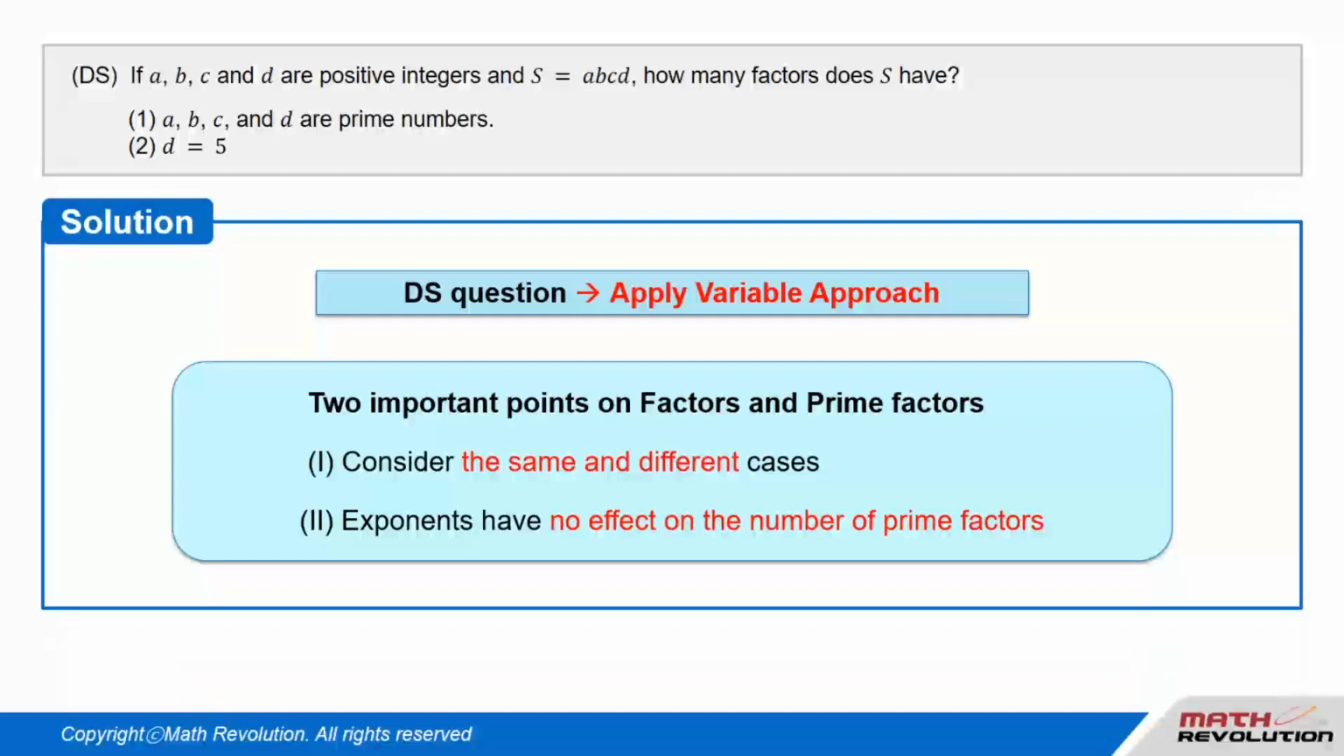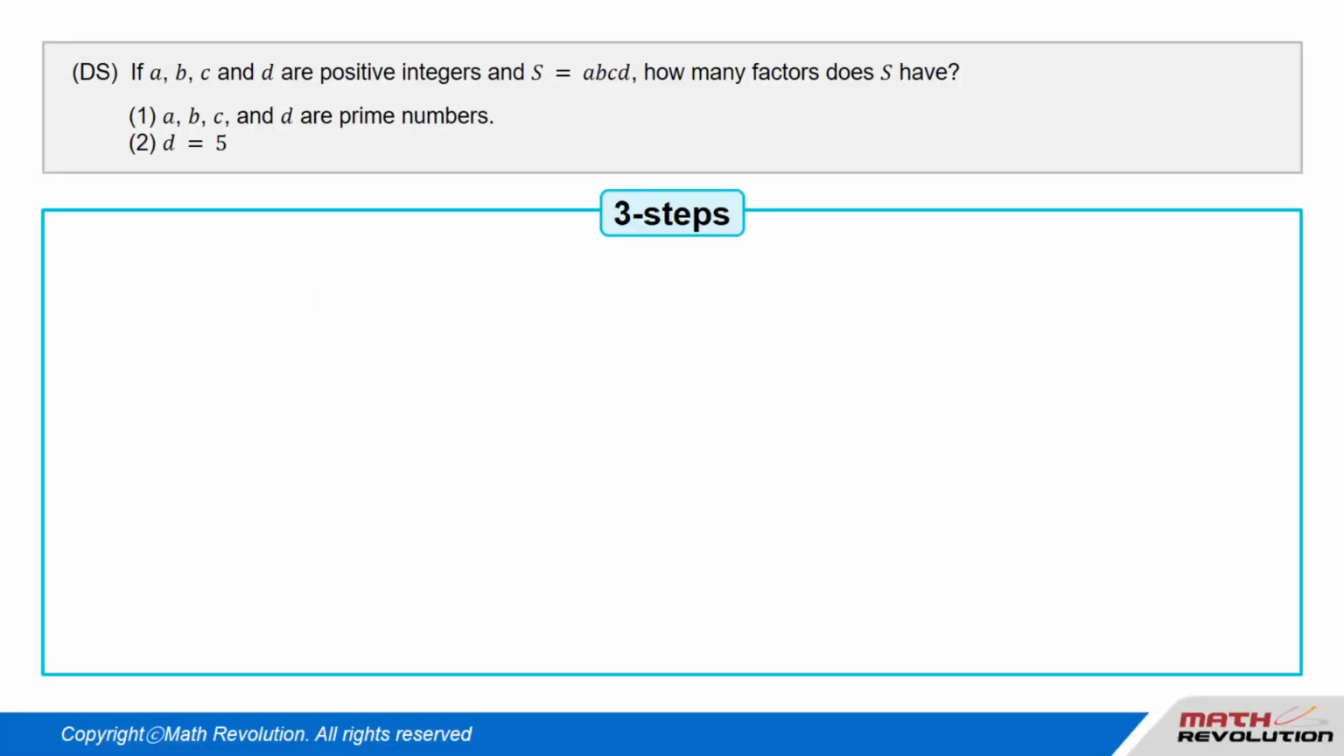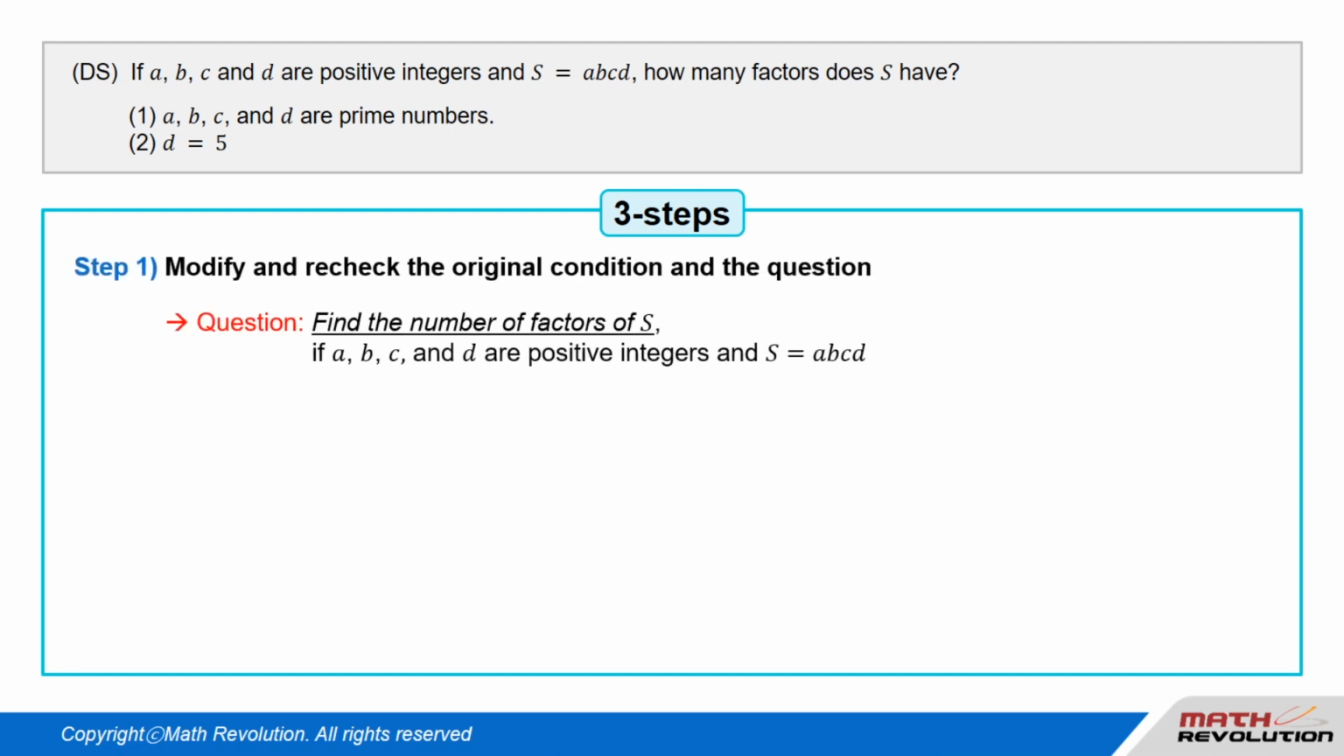Solution. Let us solve this DS question using the variable approach. Let's apply the 3 steps of variable approach. Let us follow the first step of the variable approach by modifying and rechecking the original condition and the question.